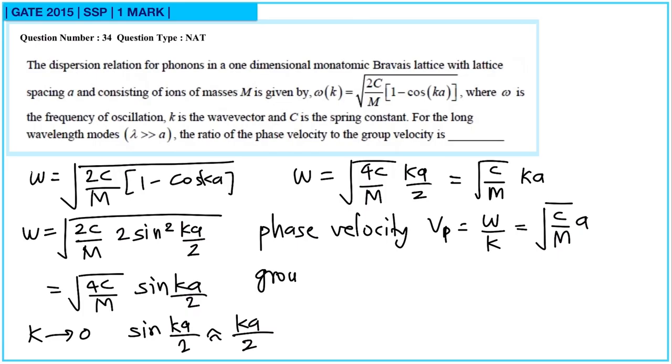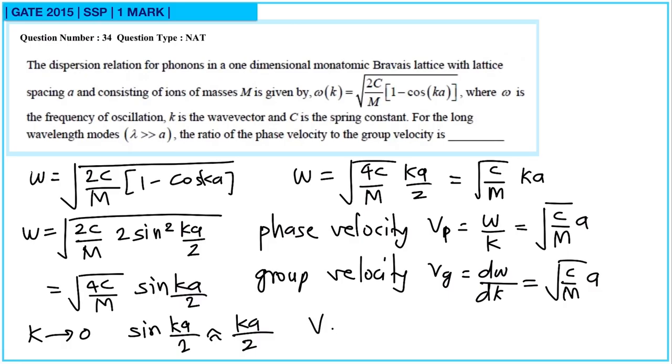Similarly, group velocity we can calculate. It is Vg equal to d omega by dk, and that will be again c by m into k. So that means Vg is equal to Vp. That means the ratio will be 1. So Vp to Vg will be 1:1. So the answer is 1.